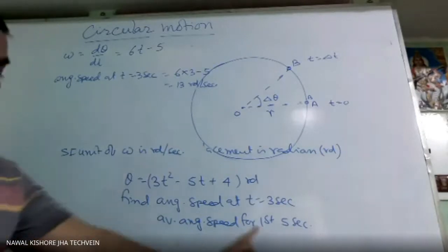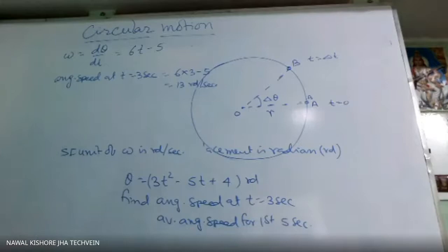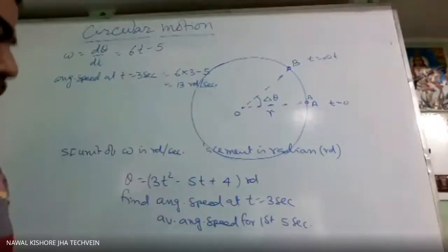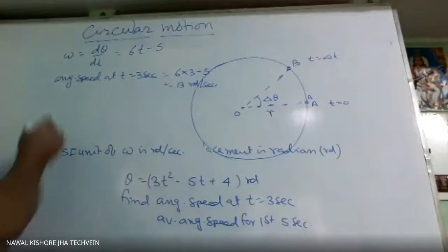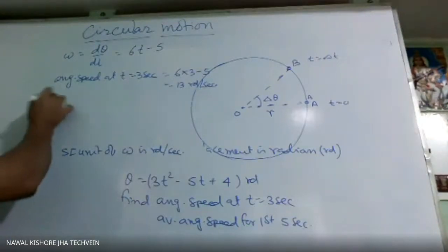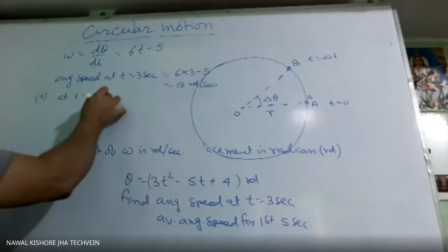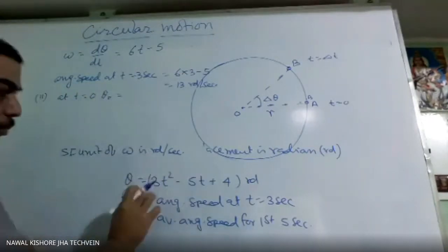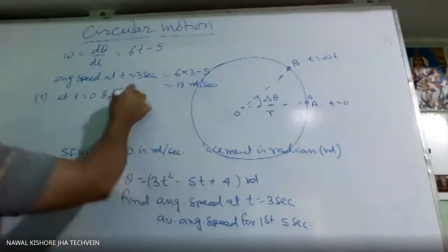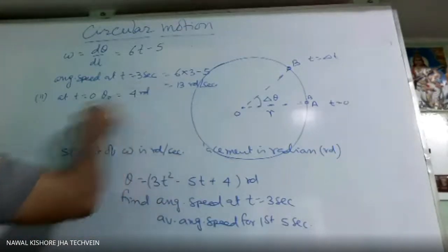Now, average angular speed for the first 5 seconds. How will you find it? You have to find delta theta over delta t. So at t equal to 0, what is the value? At t equal to 0, theta naught is 0, 0, 4. So 4 radian.